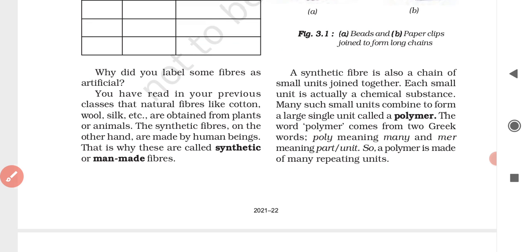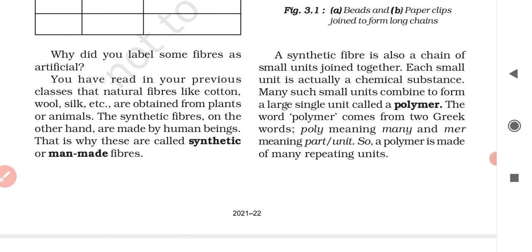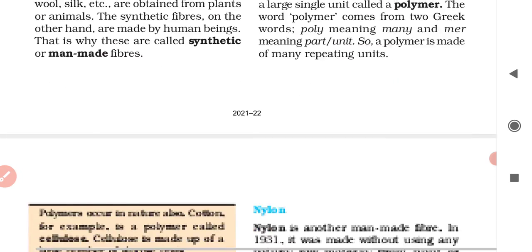A synthetic fiber is also a long chain of small units joined together, and each small unit is a chemical substance, and many such small units combine to form a large single unit called a polymer. The word polymer comes from two Greek words, poly meaning many and mer meaning part or unit. So a polymer is made of many repeating units. Clear? Poly means many, mer means units.